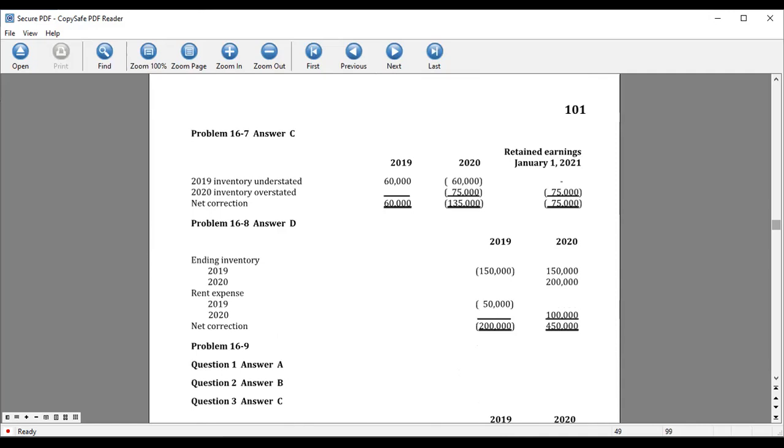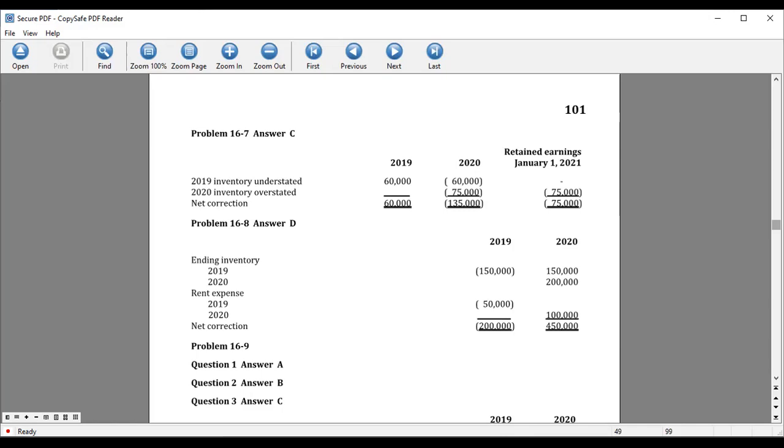So we have now the 2019 ending inventory was understated. This became the beginning inventory of 2020. And then in 2020, the ending inventory is overstated by 300,000. Depreciation in 2019 was understated and overstated in 2020. So we now go to retained earnings, net correction.